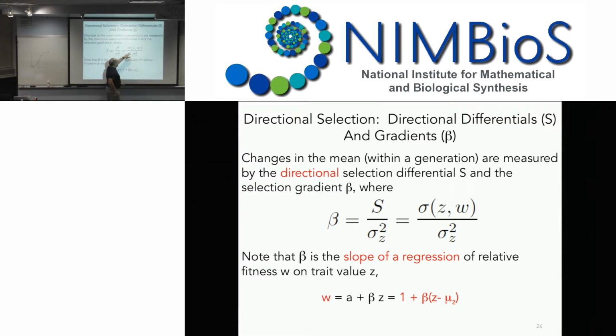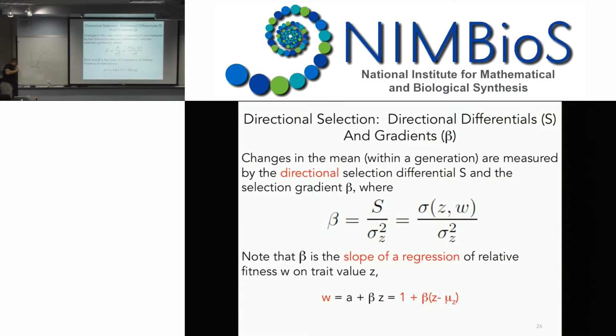That's the covariance between z and w divided by the variance in z. That's the slope of the regression of relative fitness on phenotype. So that's a nice interpretation, and that interpretation holds when you move to multiple characters as well. We just define this ratio a little bit differently.